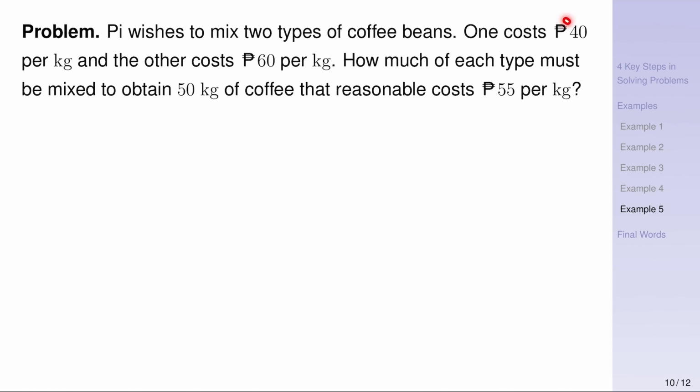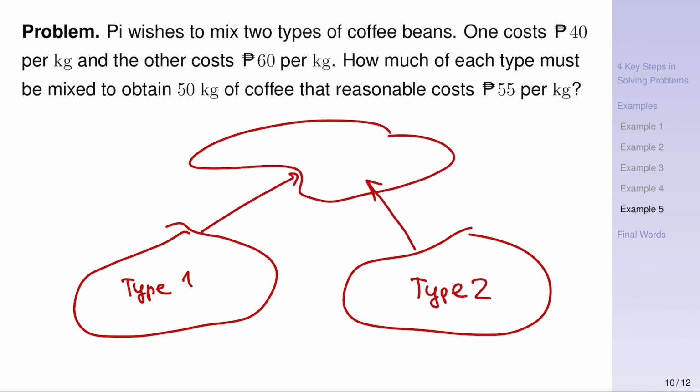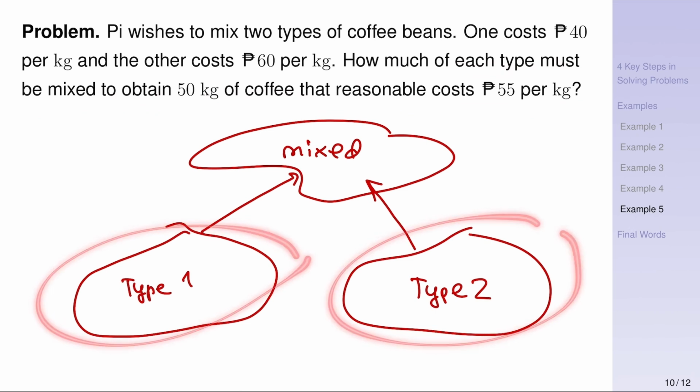Just take note that I use pesos here since I'm not really familiar with how much coffee beans cost in other countries. Just to illustrate a little bit, we are given the type 1 coffee, the first type, and then we are given the second type. Our goal is to mix them here. So let's say that we mix them, provided that this mixture has the following condition. Our goal is to find how much of type 1 and type 2 coffee we must buy.